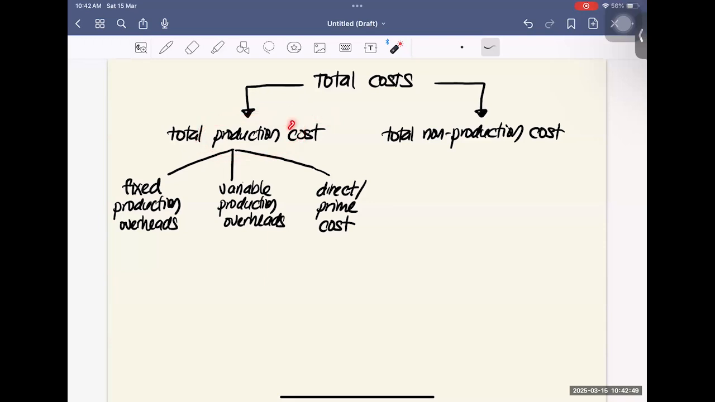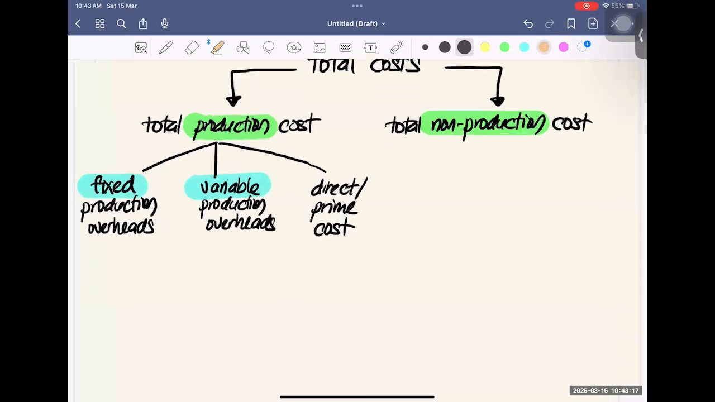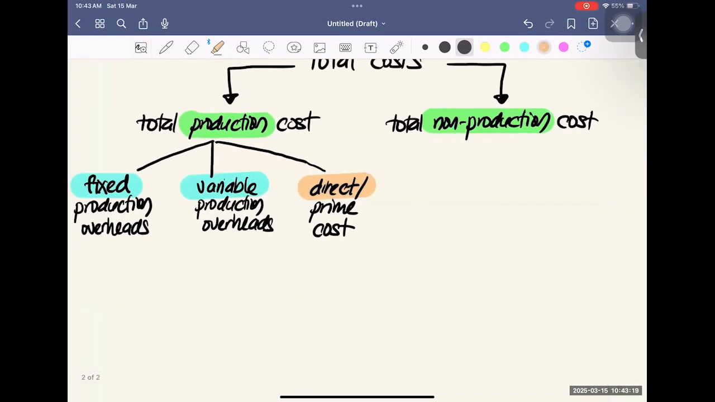Second way to classify is based on whether it is production or non-production. But the third way to classify is based on whether it is direct or indirect. So again, first way to classify is based on production or non-production. Second way is based on whether it is fixed or variable. Third way, is it direct or indirect?